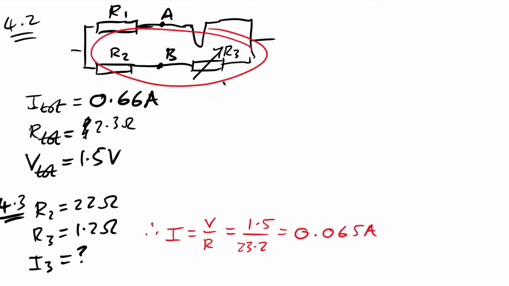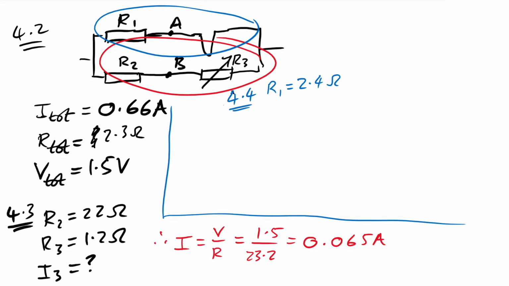Okay, next we're being asked to find the resistance of the probe when R1 is 2.4 ohms. Okay, so now we're dealing with the top branch here. Now, what do we know about the top branch, or what can we find out about the top branch? Well, first of all, we know that voltage, again, is 1.5 volts. And also, we can find out the current in the top branch as well.